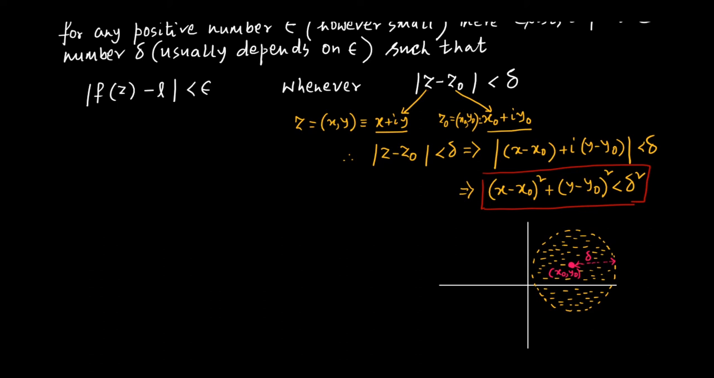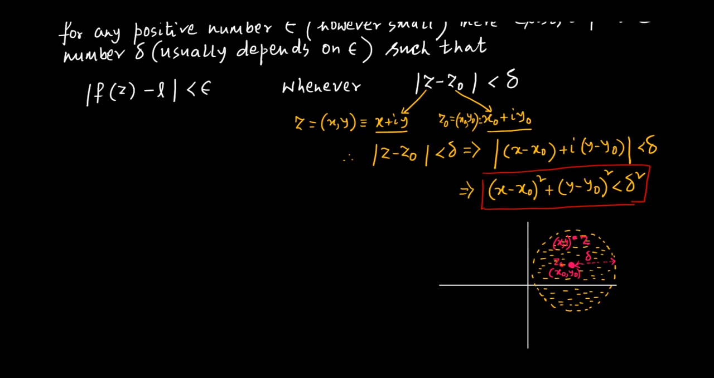So (x, y) actually is any point lying in this open circular disk. Say my (x, y) may be some point lying at this place, or maybe somewhere else, anywhere in this open circular disk. Or I can say that this (x, y) belongs to this open circular disk. This (x, y) means actually my variable point z. If I consider Argand plane, in Argand plane, this is my variable point z, and this is my fixed point z0.